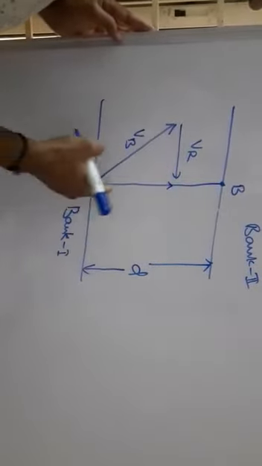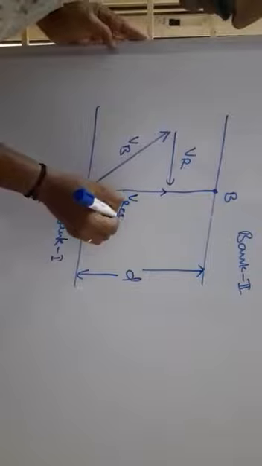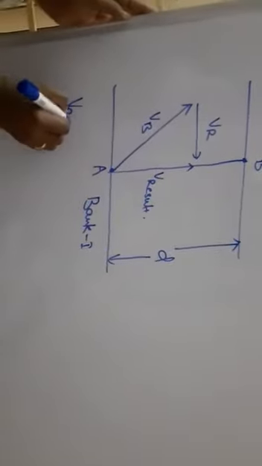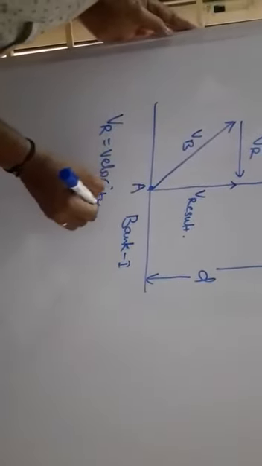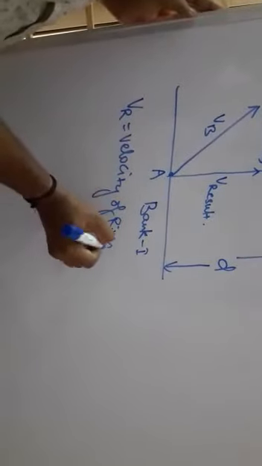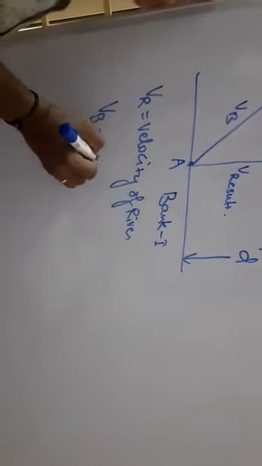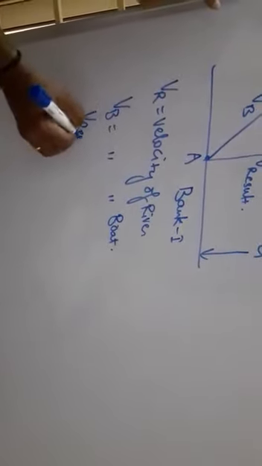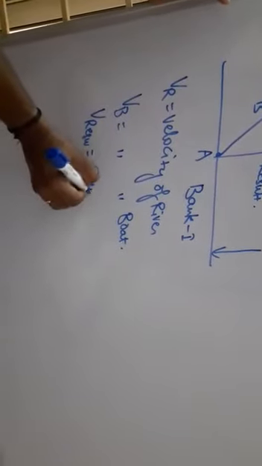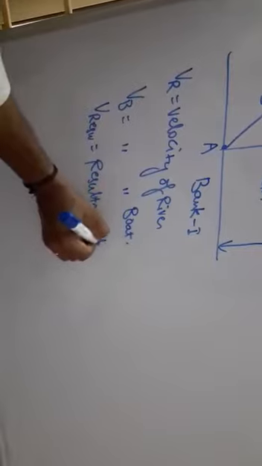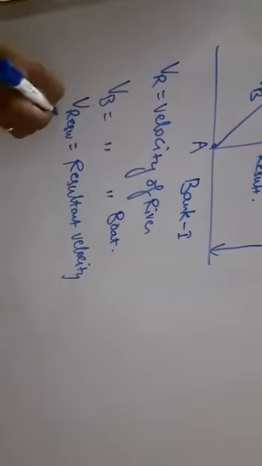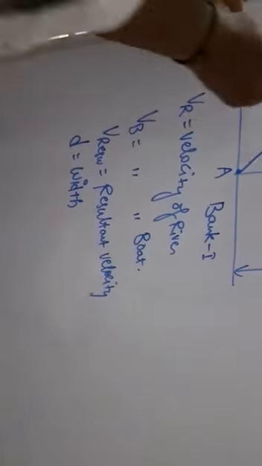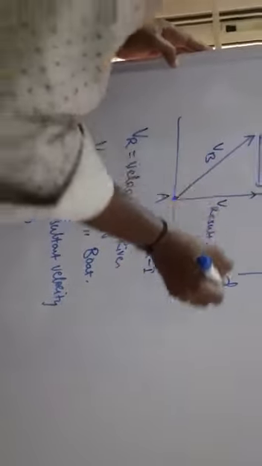The resultant vector is closing the triangle taken in reverse order. This is called the resultant. VR is the velocity of the river, VB is the velocity of the boat, and D is the width of the river. So what is the resultant velocity?